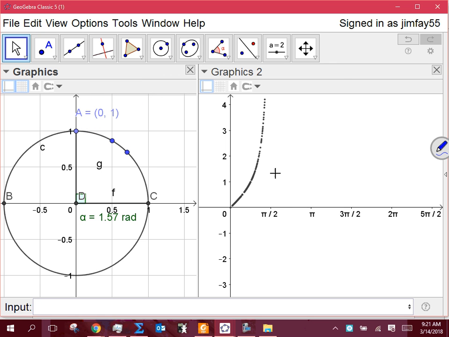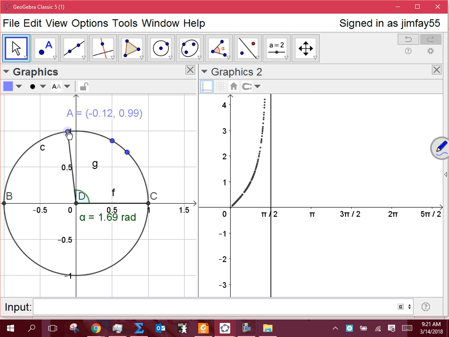Now, why does this thing look like it tended off to infinity? It's because when I'm at this point here at pi over 2, where I'm at radians of pi over 2, I'm going to have y divided by x. What's 1 divided by 0? Undefined. So we have an asymptote right there. Okay?